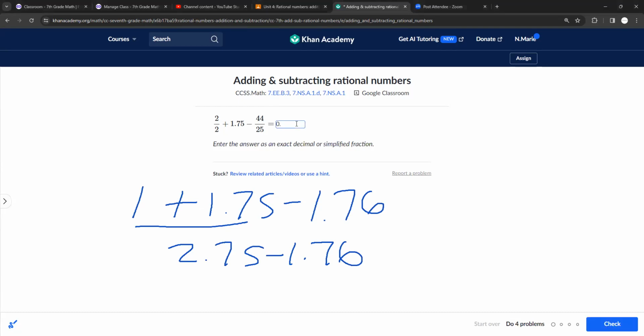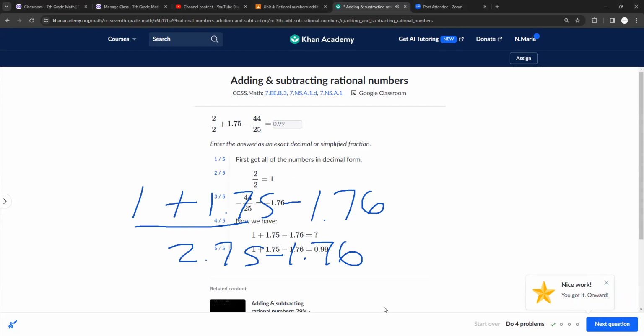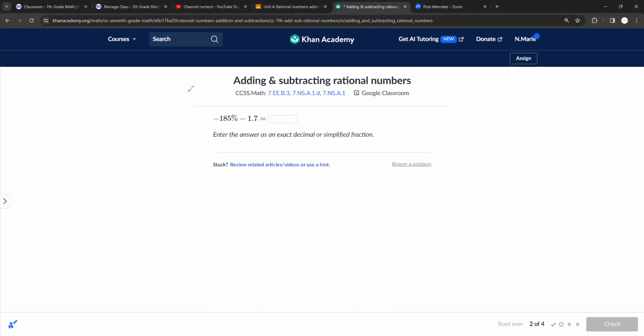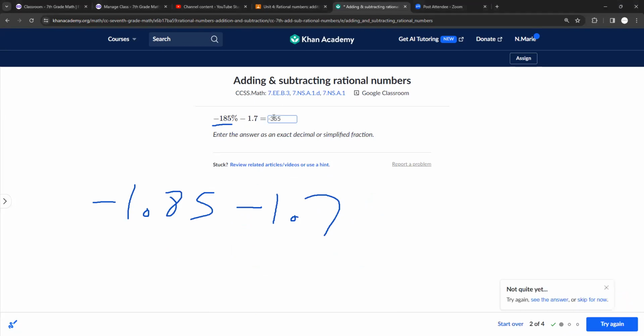You could put that as a simplified fraction. If you had to put these all as fractions, you would get a fraction answer. But, for me, it's just easier to do these when you put them as decimals. This as a decimal would be 1.85, right? We should know how to do percentages as decimals. If you're not sure, just divide that by 100. Negative 185 divided by 100 will get you negative 1.85 minus 1.7. You get negative 3.55.